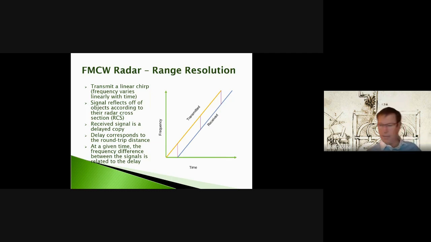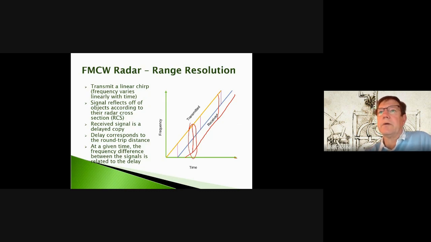But what if we slid this thing over farther, right? And we have a little bit later delay, and now we've got a longer time, which corresponds to further distance, which corresponds to a bigger frequency difference, right? So we see that this frequency difference is related to the distance that the object or target is.